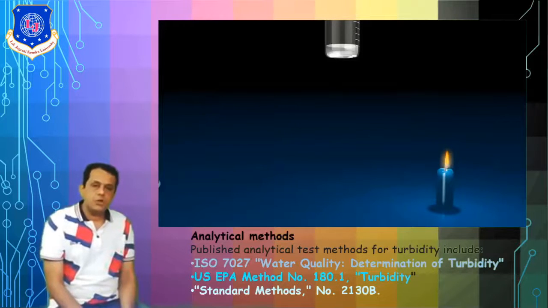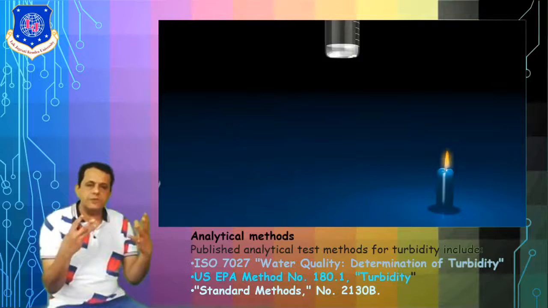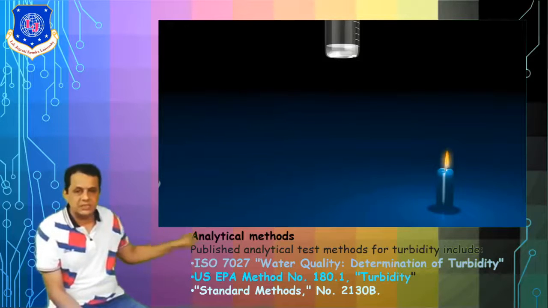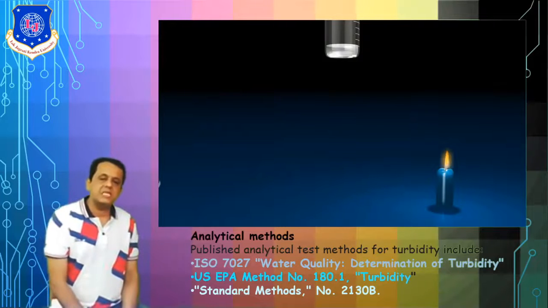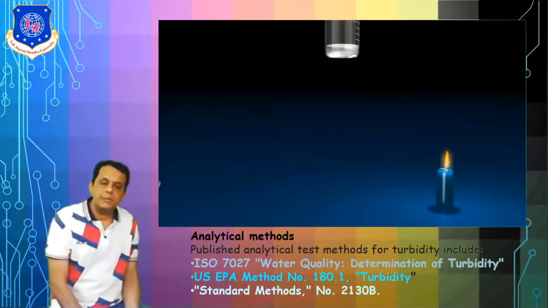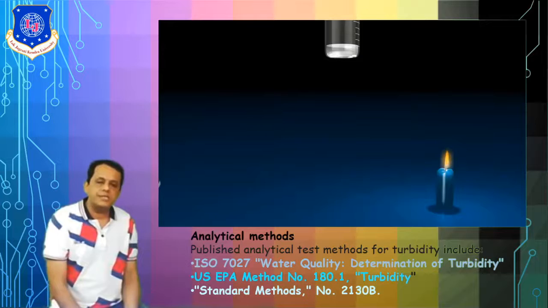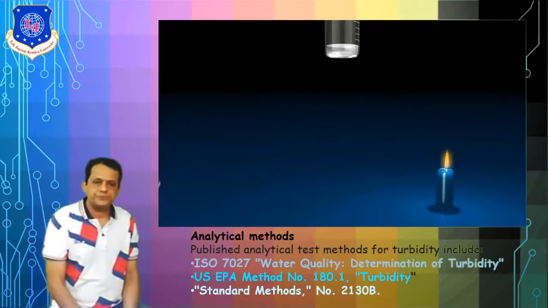Here we will see one small animated video on the screen. Basically we'll see some methods, but let us remember what the analytical methods are. These are the three analytical methods published as standard practices. One is ISO 7027 water quality determination, then US EPA method number 180.1, known as turbidity, and Standard Method number 2130B documentation of the standards.